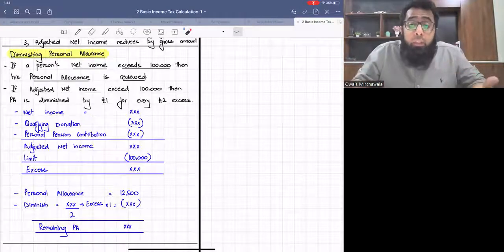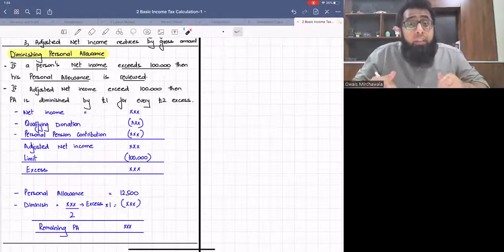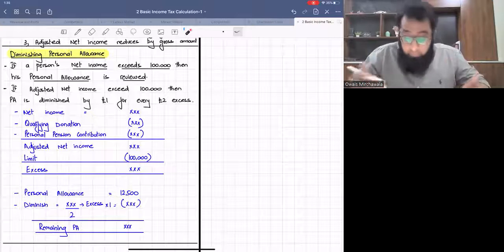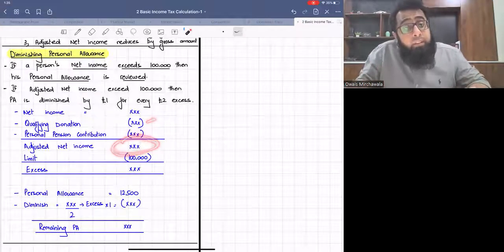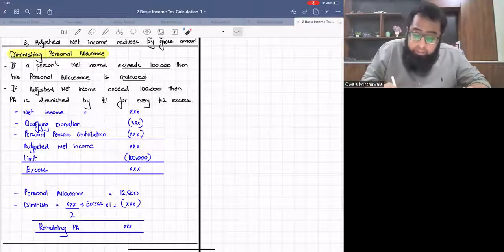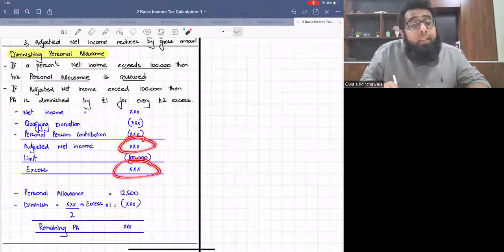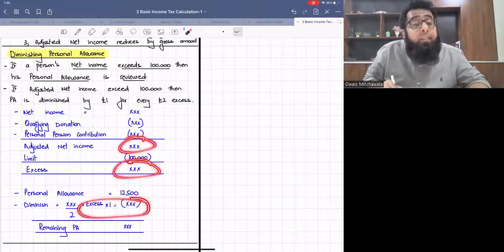The greater the donation you make, the lesser will be your adjusted net income. And lesser adjusted net income means lesser excess. Lesser excess means lesser diminish.